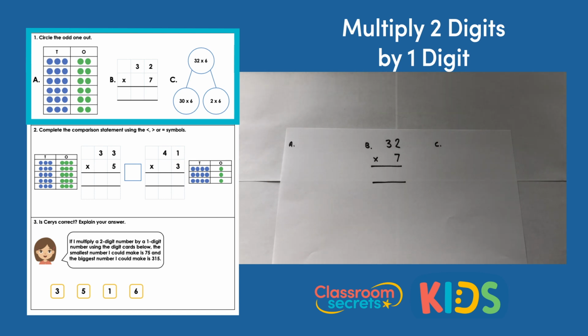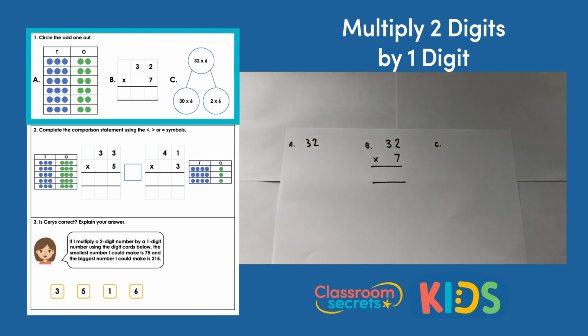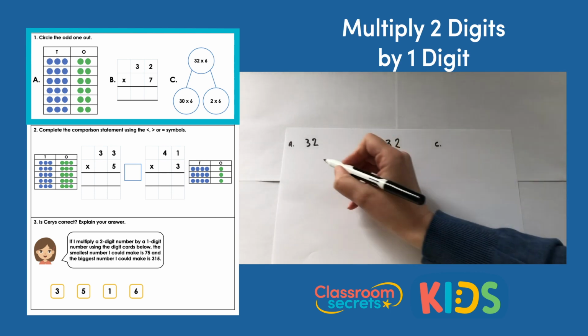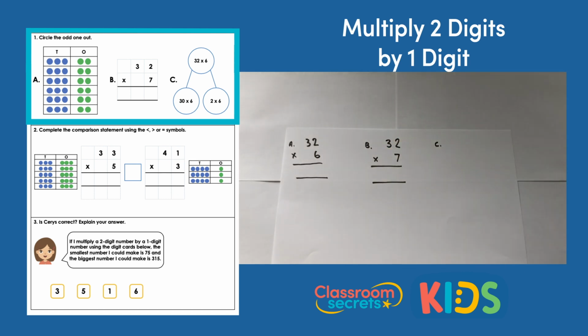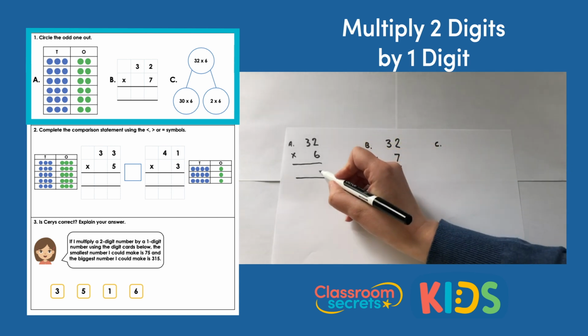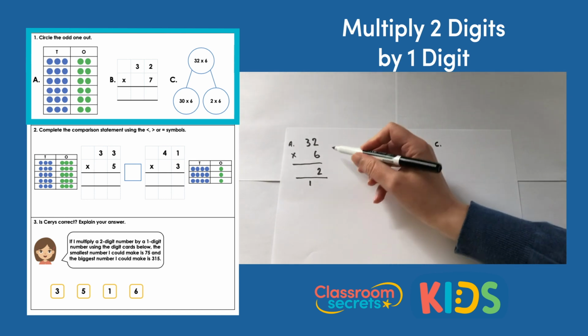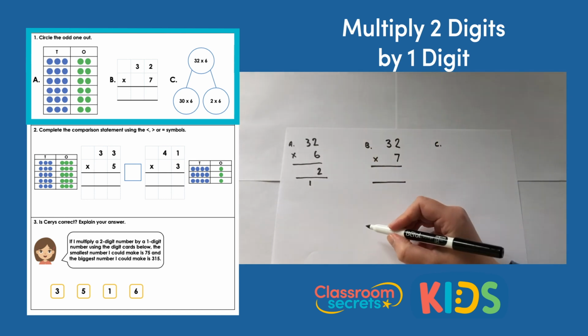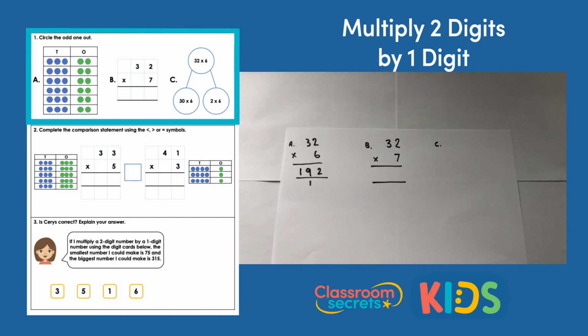The first calculation, calculation A, I can see that we have 3 tens and 2 ones on each row, and I can see that we have 6 lots of 32. So I can set up my calculation and I'm going to work out the answer. We're using the formal method that we've been practicing. So 2 times 6 is 12, my ones can go there, my 10 carries over and is exchanged into that column. 30 times 6 is 180, plus my extra 10 is 190, and my answer is 192.